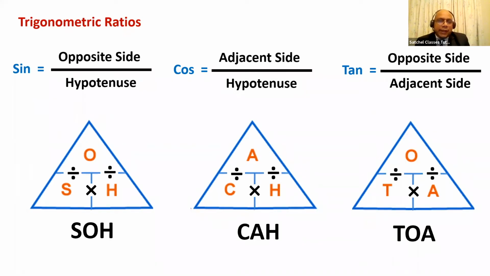In short, people remember it like SOH, sine opposite hypotenuse, CAH, which is cos adjacent hypotenuse, and TOA, which is tan opposite adjacent. You can choose to remember it whichever way you feel convenient.